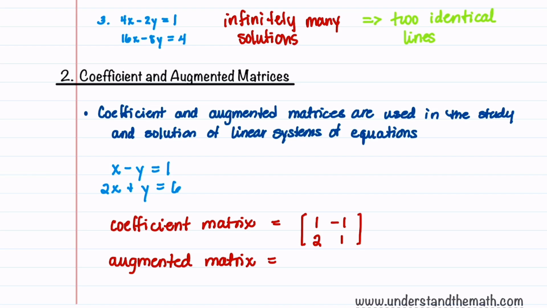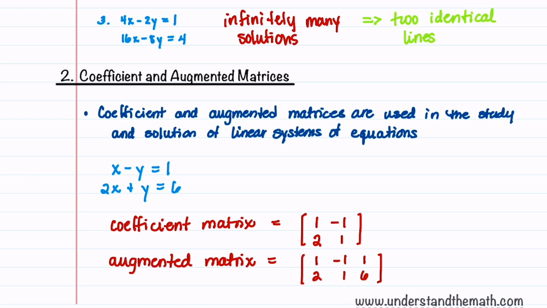An augmented matrix is a matrix that contains both the coefficients of a linear system and the constants from the right-hand side of the equations. For this linear system, the augmented matrix looks like this. We have the coefficient matrix, just like we had above, and then we add on the constants from the right-hand side, which is 1 and 6.